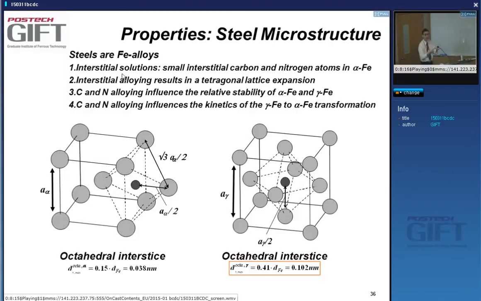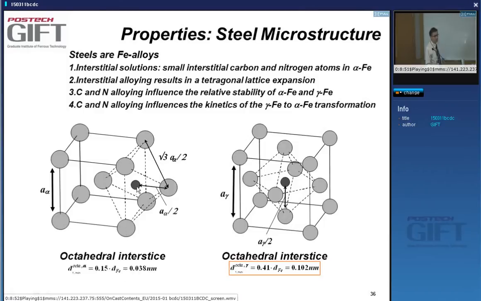Now, one of the things that's interesting to see is to compare the size of the atoms you can put in these interstices with the diameter of the iron atom. So you see that these interstices are very small in comparison to the size of these atoms.